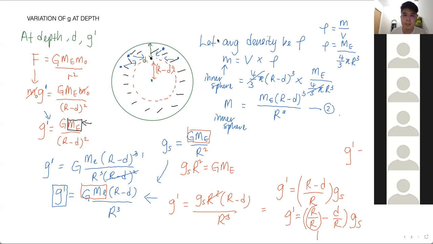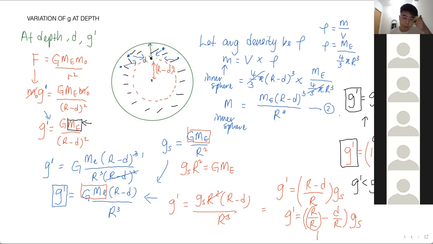When you multiply this in, you get g surface minus a value. So g dash is equal to g surface minus a value, which means g dash is smaller than gs. Because if I open this bracket, g dash equals gs minus D over R gs. Definitely this is going to be smaller than gs, because it is being subtracted by a certain value. So what can we conclude about this?